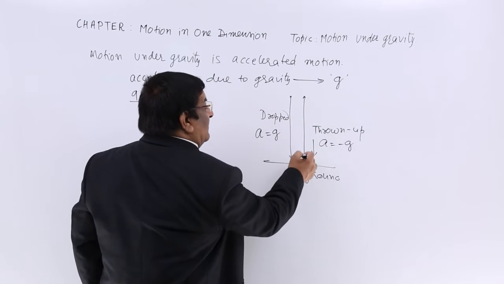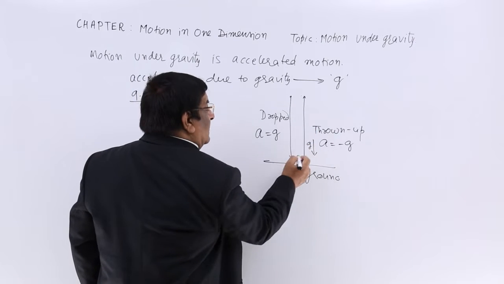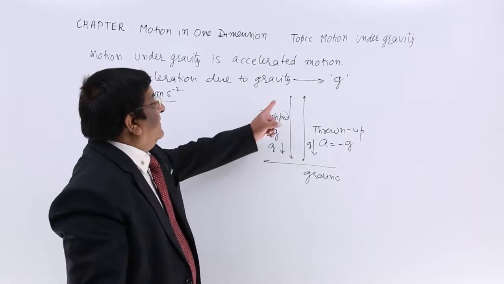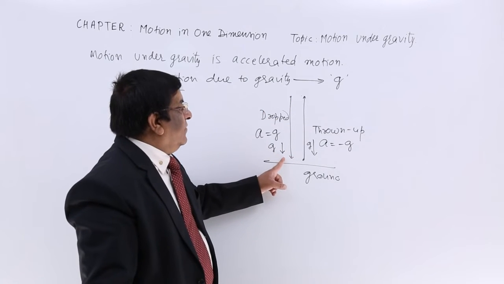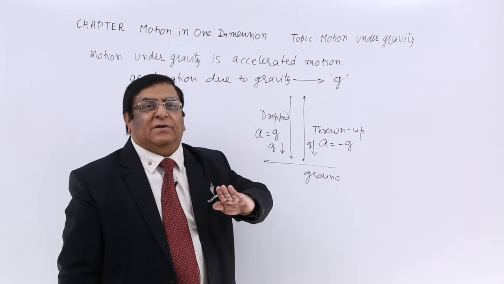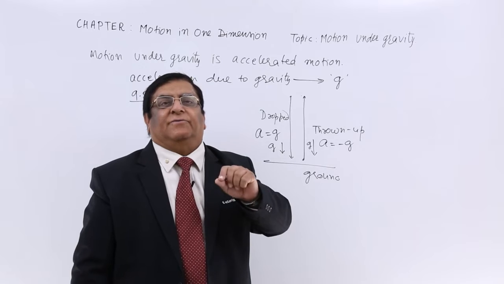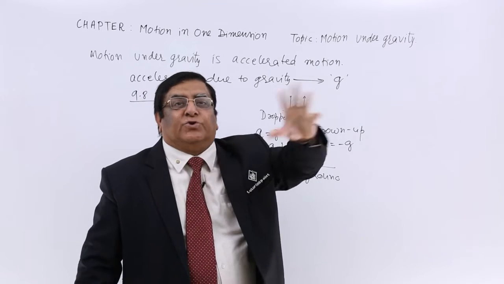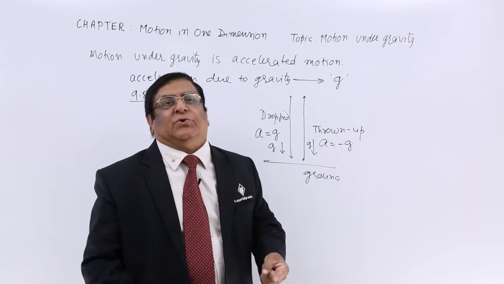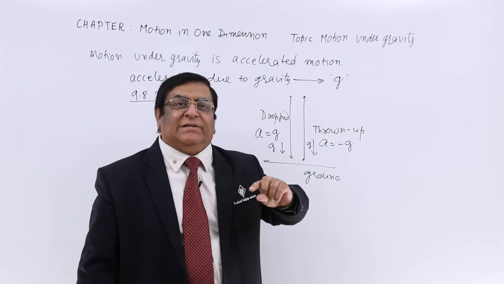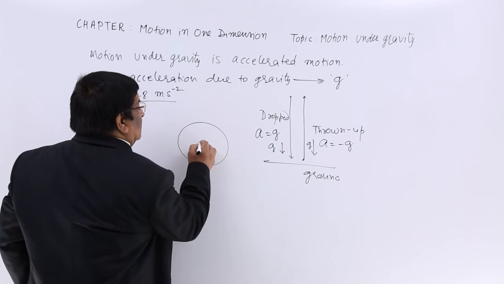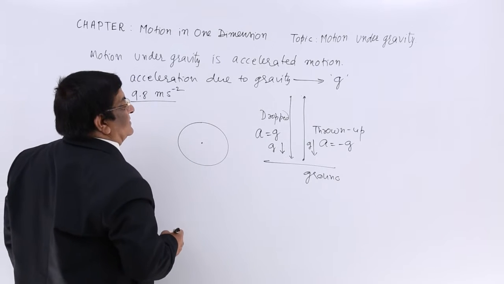Whenever it is going up, g is downward, and when it is coming down, still g is downward. If it is dropped, it is coming down, g is downward. If it is thrown, it is going up, g is again downward. So g does not depend on our direction of motion, because g is created by the earth, so its direction is always towards the center of the earth. If this is the earth, this is the point where this acceleration is directed.